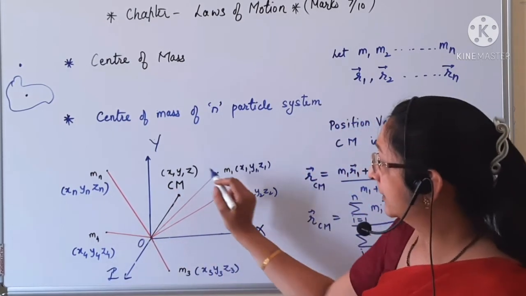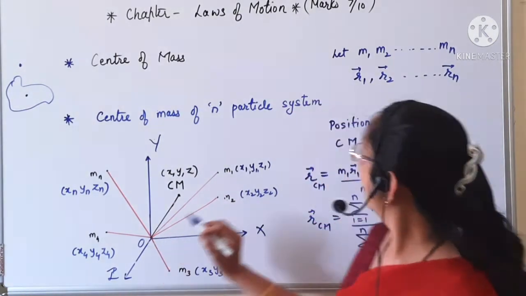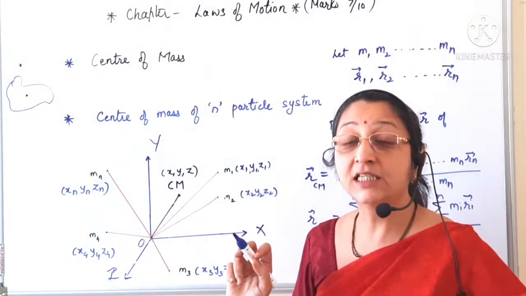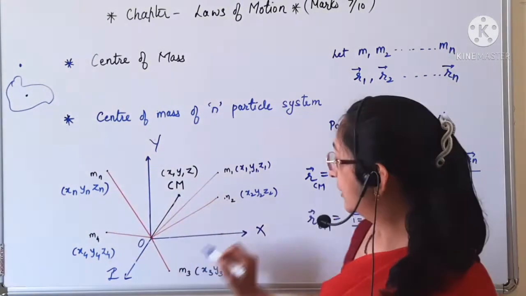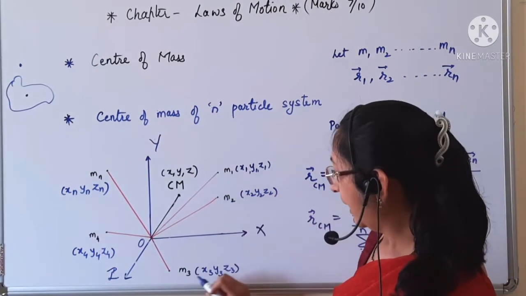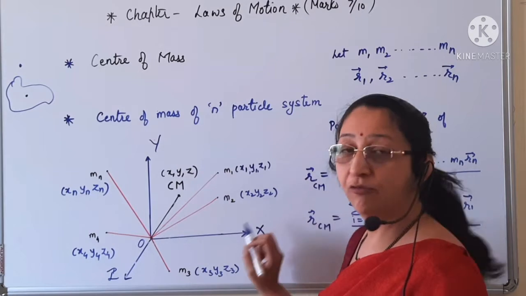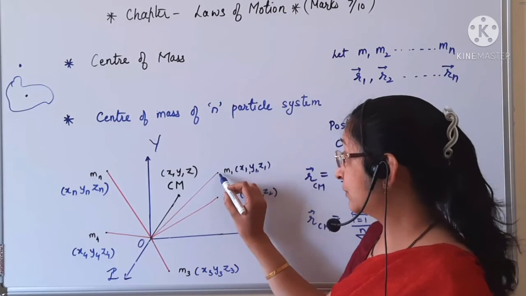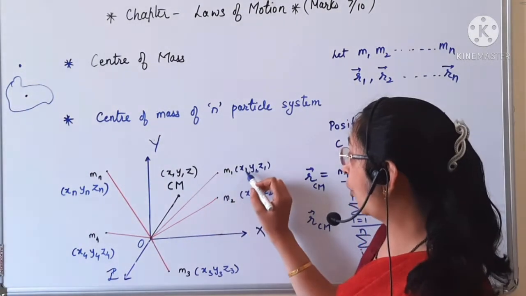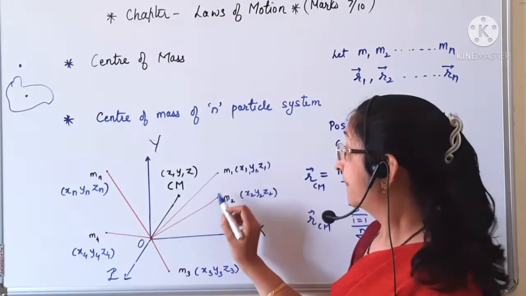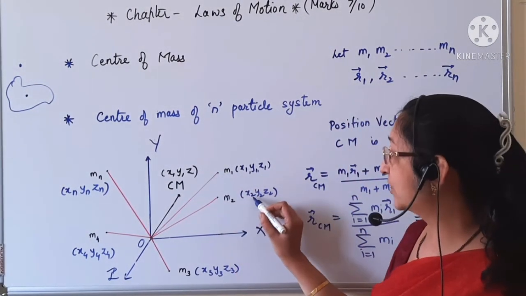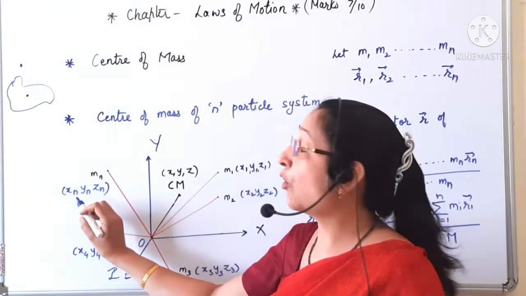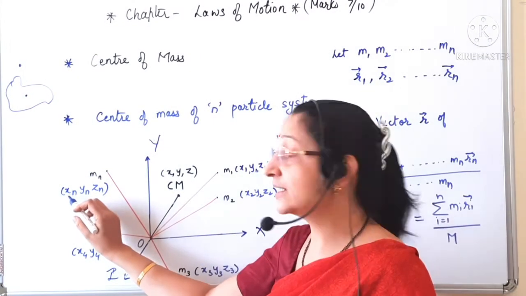And there are some particles, M1, M2, M3, M4, up to Mn. So the system is an n particle system. This is M1, this is M2, M3, M4, M5, up to Mn, the last particle. The first particle of mass M1 has coordinates x1, y1, z1. The second particle of mass M2 has coordinates x2, y2, z2. Similarly x3, y3, z3, and for the last particle, the coordinates are xn, yn, zn.